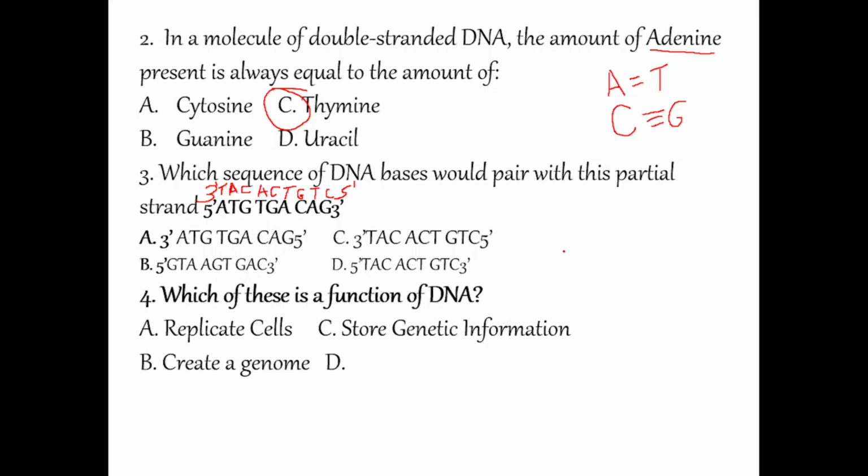So which is correct? A is not correct. B is also not correct. C is 3 prime, thymine, adenine, cytosine, adenine, cytosine, thymine, guanine, thymine, cytosine. So this one is correct. What about this one? 5 prime here, 3 prime here, so this is not correct. The answer is C.